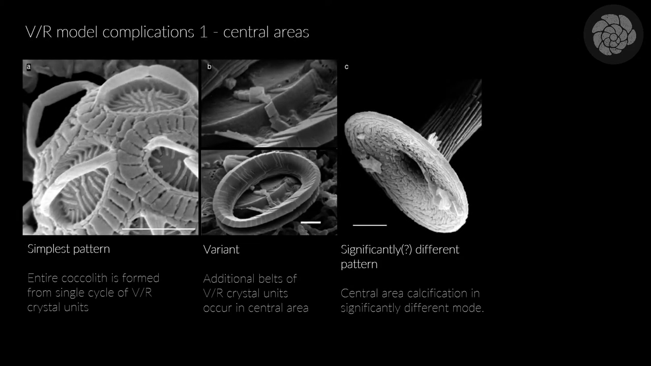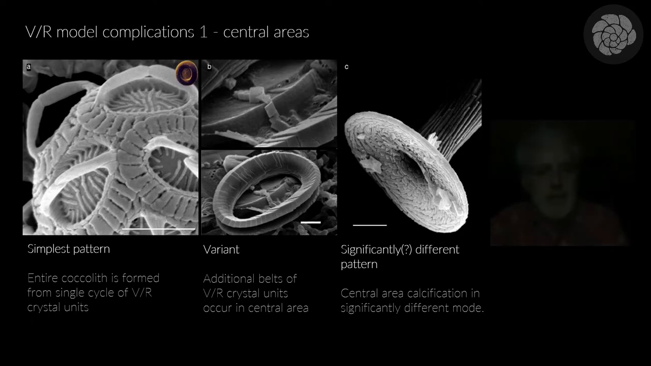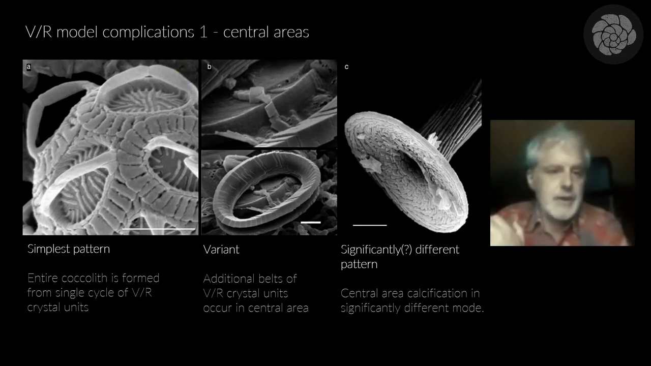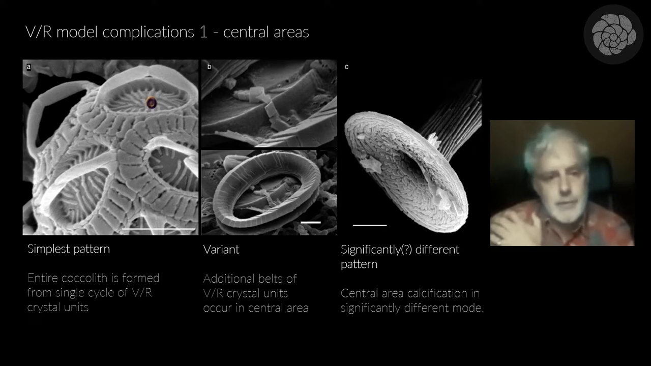Okay. Onto some complications of the model. First one, central areas. The simplest pattern is for the center. We have the rim and the central area. Essentially, the rim is what's formed by growing outwards from the protococcolith ring, and the central area is what's formed by growing inwards. And in some cases, the central area is just formed of the same elements.